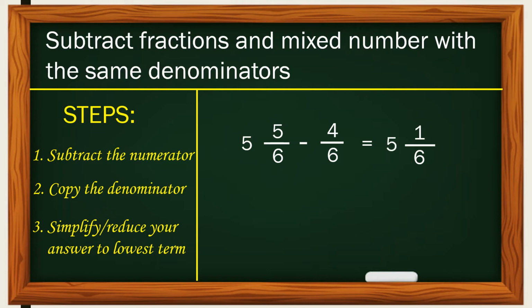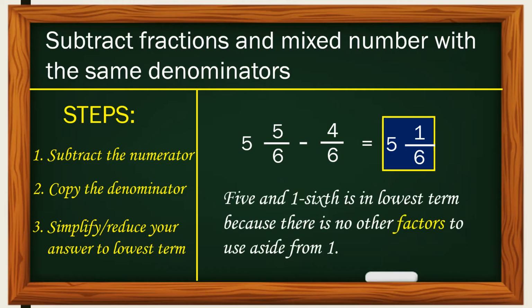Then, copy the whole number. Okay? And then, 1/6 is already in lowest terms. Our final answer is 5 and 1/6. Kasi, no factors or other factors to use aside from 1.